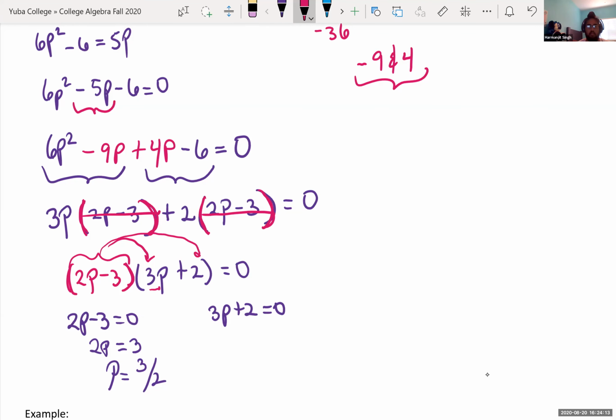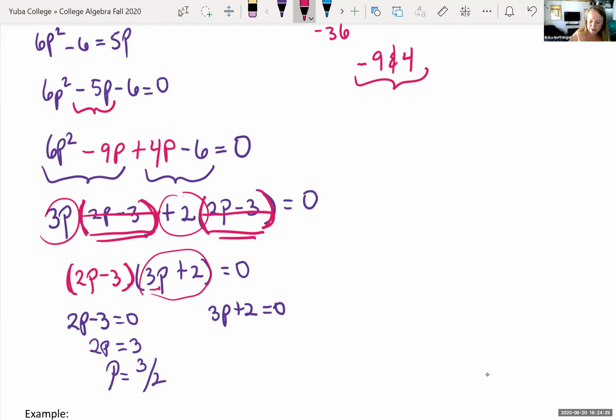Oh, okay. And then you would just write the 2p minus 3 just once? Yes, because you're pulling it out of this and this. And so all you're left with is that 3p and the plus 2 here. Okay, thank you. You're welcome.